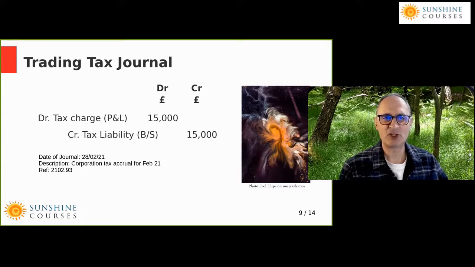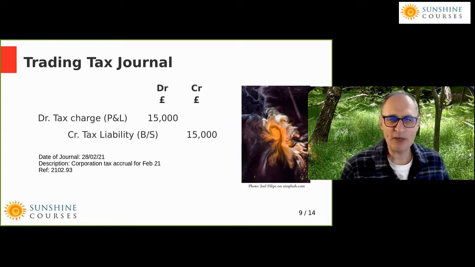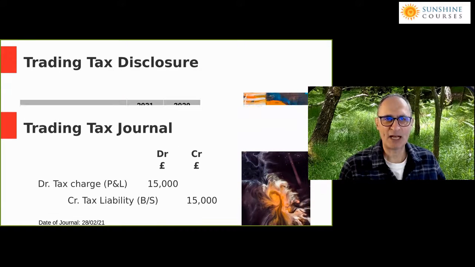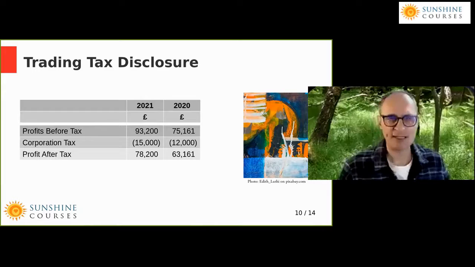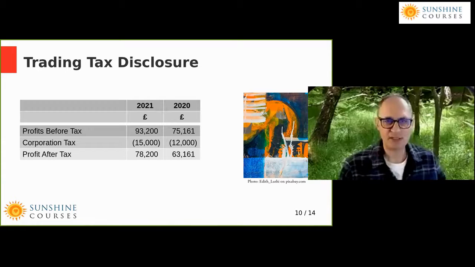So in this case, we've had to spend £15,000 paying tax. Let's say it's on £100,000 of profits. So £100,000 of profits before tax, we have to pay out that £15,000. It's a cost to us, but it's not a cost of trade. It's a cost that the government impose as a matter of tax. So when we disclose this in the accounts, we actually distinguish our trading profits from our net profits after tax. So in this case, in the year 2021, we show profits before tax of £93,200. We've paid corporation tax, or we will pay corporation tax, of £15,000. So our profit after tax is reduced to £78,200.